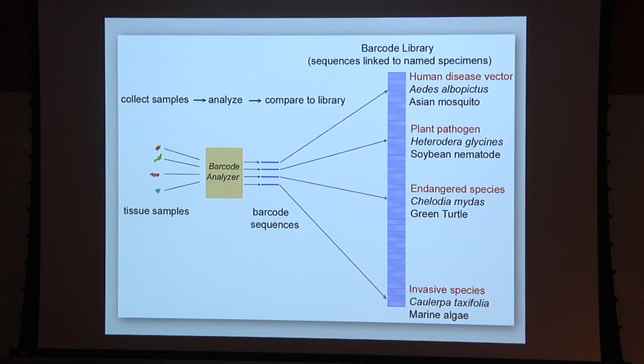So the idea is really very simple. You get some tissue sample, you put it in your barcode analyzer, a DNA sequencer, you get out your sequences, and then you look in your library and see what it matches to. Now, obviously for this to work, your sequence has to be in the library. So if this is a database of criminals, if you find a fingerprint that doesn't match anything, then you don't know anything. So a big part of the effort has been to build up this library of reference sequences.